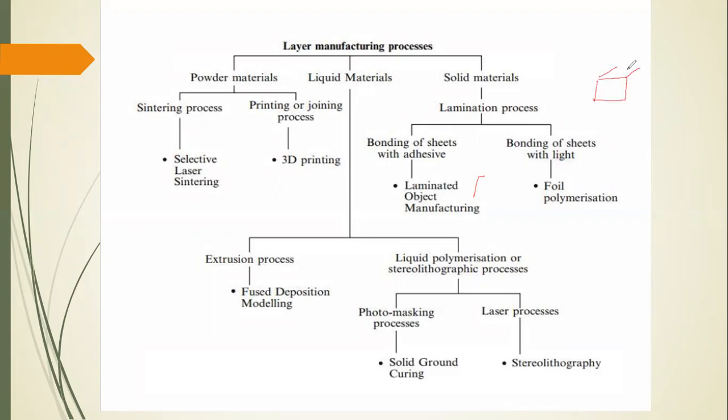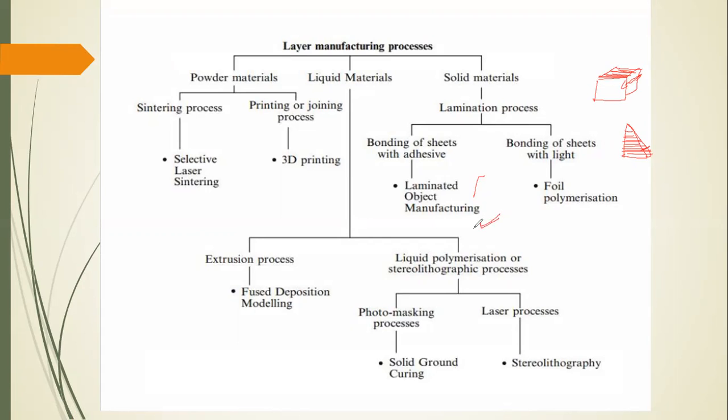For example, if a component is like this, the required thickness is obtained by adding the layers. Layers will be added so we will get the required thickness of the component. Similarly, for any other component, we need to add the number of layers. By adding the layers, this will produce the required thickness of the component. So that is laminated object manufacturing. Here lamination is used in order to get the component.